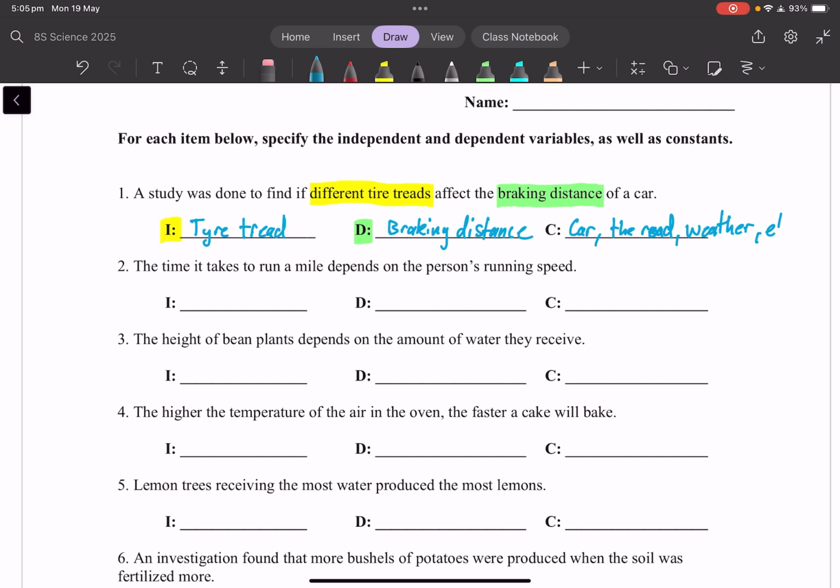Now, looking at question 2. The time it takes to run a mile depends on the person's running speed. So what is the thing that I'm intentionally changing here? Well, I'm intentionally changing the person's running speed. And what is the thing that I am deliberately testing? The time it takes to run a mile.